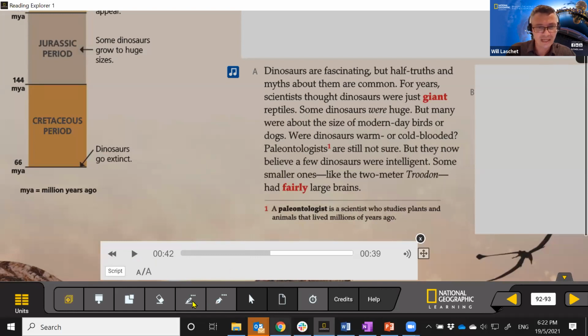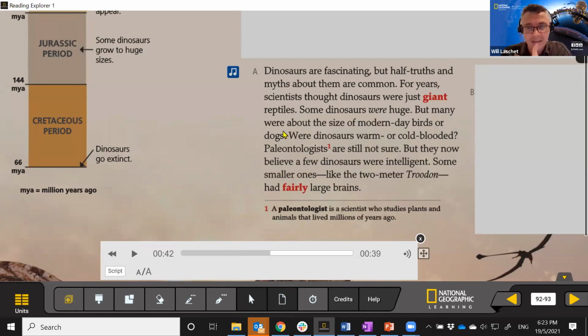Okay, so I'm going to pause there. Let's go in and have a look. So we said, didn't we, or you told me, you said things like there may be myths, things we don't know about the real dinosaurs, right? So we can see in the first sentence here, it says dinosaurs are fascinating, but half-truths and myths about them are common. So we can see that this article is basically going to debunk, or set us straight, to tell us the truth about some things that we may think we know, but perhaps we don't.